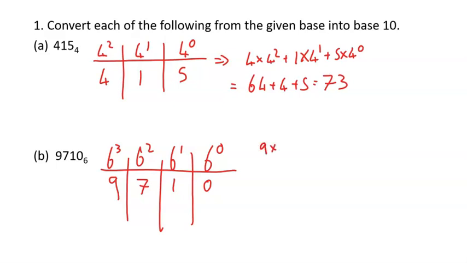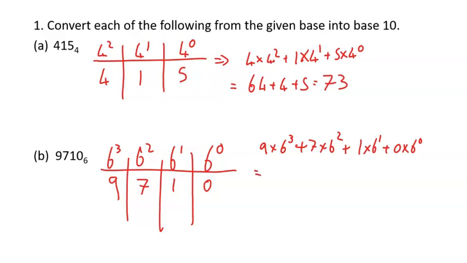So what it's telling me is I want 9 of the 6 to the power of 3s, plus 7 of the 6 squares, plus 1 of the 6 to the power of 1s, plus 0 of the 6 to the power of 0s. So we know what we're bringing together, we know what we're after, calculate each of these, and then combine it all together.